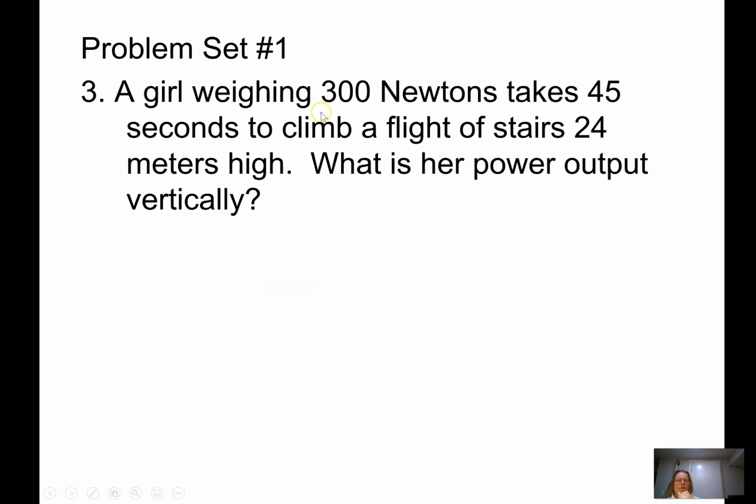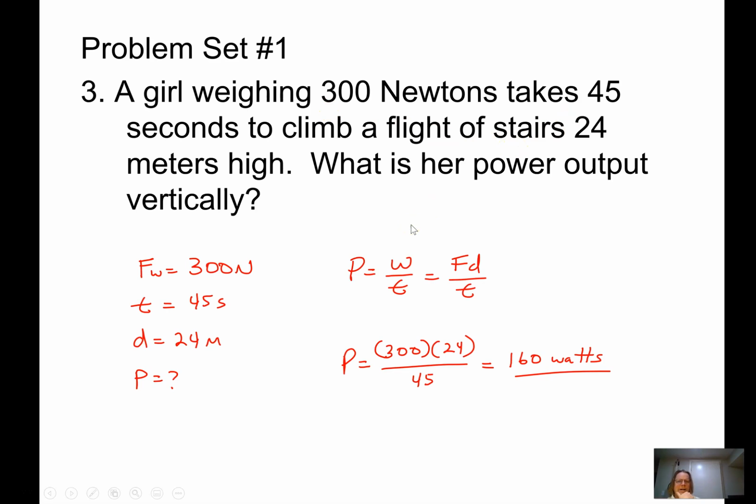3, we got some other girl, only 30 kilograms. This is a wee one. So she's like a 65 pounder. My daughter's bigger than that, and she's 9 years old. Takes 45 seconds to climb 24 meters. So 300 times 24 divided by 45 is, bam, 160 watts. Not a horse, less than a horsepower, but still, hey, there it is. That's a pretty big climb, 45 seconds or 24 meters. Yikes. That is a big climb.